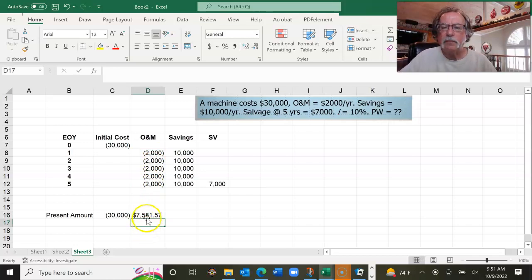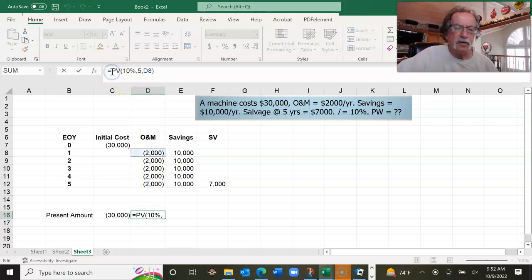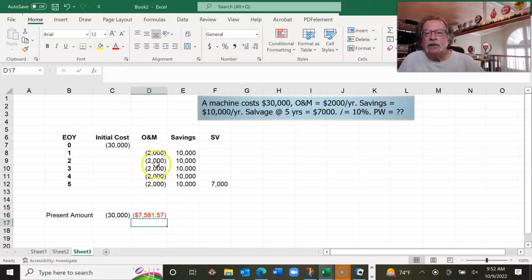Now notice that flipped the sign. So we know it's going to flip the sign, so we want it to be negative, right? We know that this has to be negative. You just need to be aware of this in Excel. So let's look at this. $2,000 at the end of each year for 5 years is equivalent to $7,581 today.